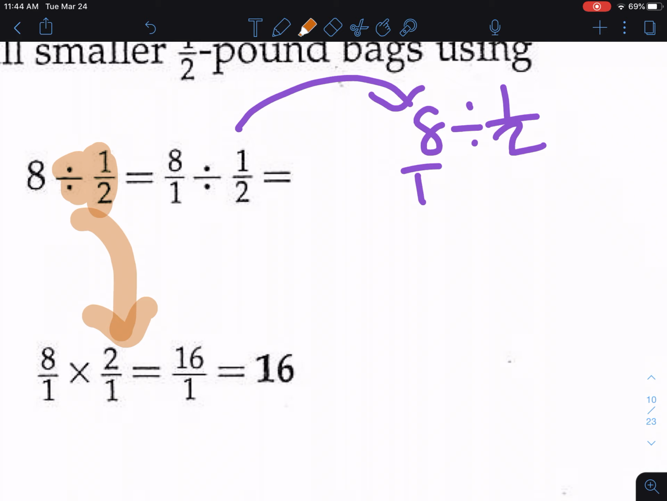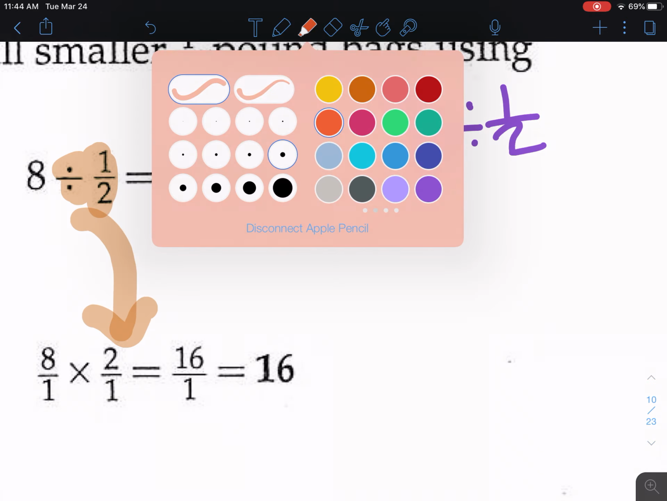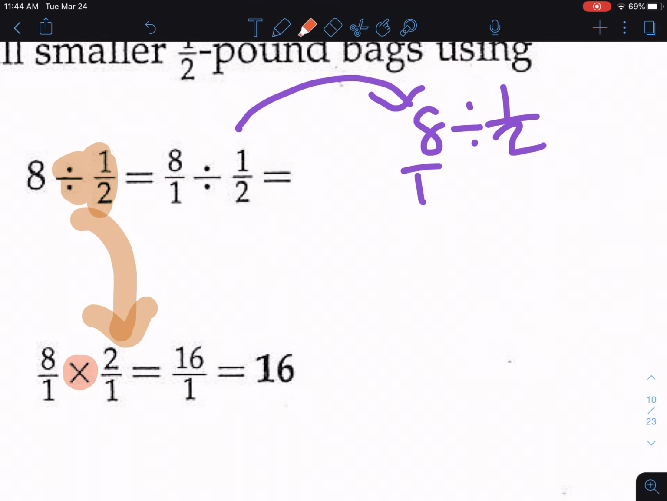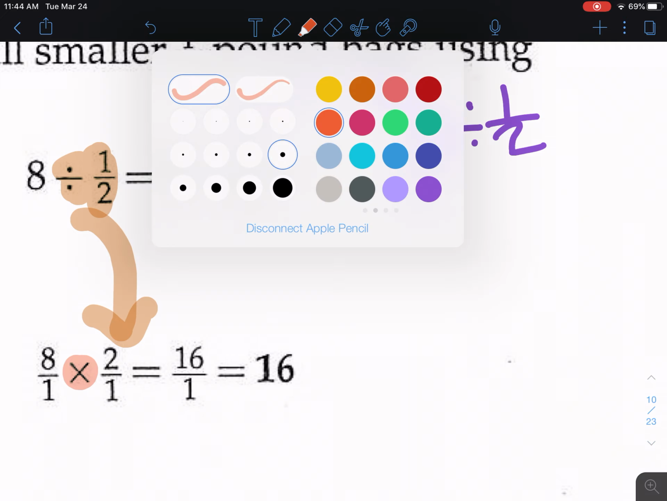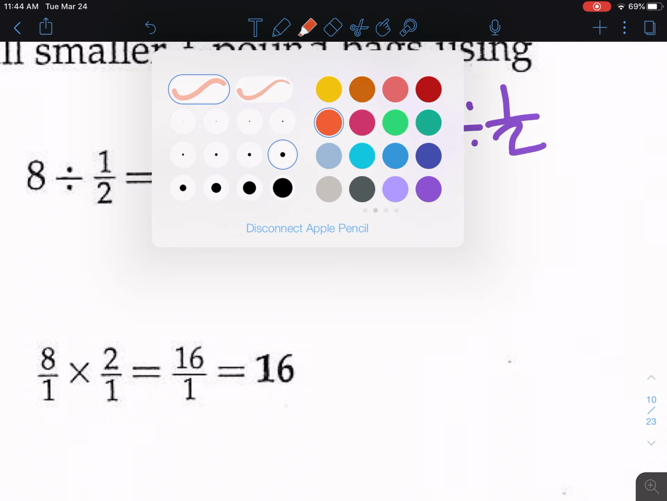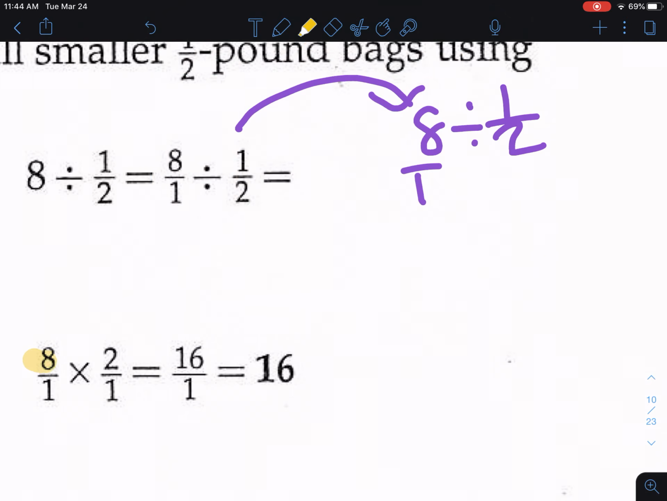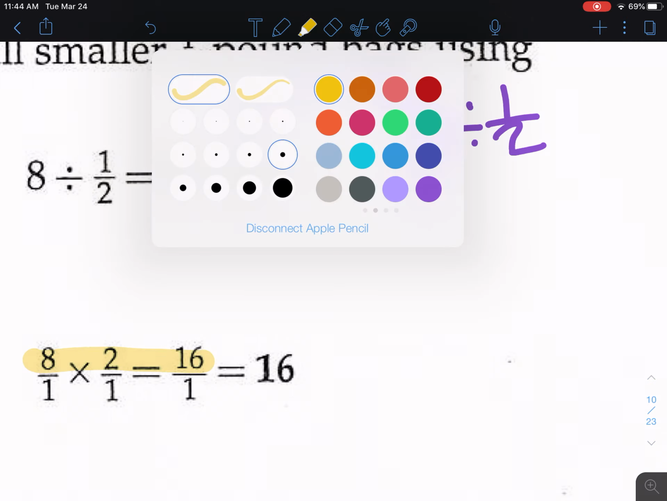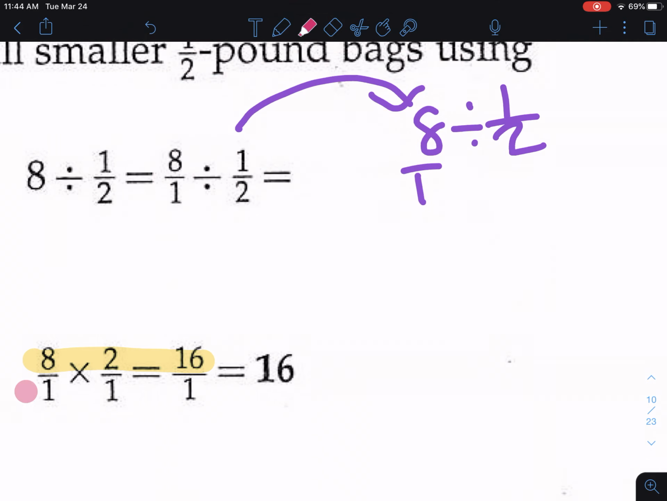And because I did that flip, I'm now going to add my multiplication sign. As you guys remember, when I'm multiplying, I just go straight across the top and straight across the bottom. So 8 times 2 is 16, and at the bottom, I have 1 times 1, which is 1. So 16 divided by 1 is just 16. See how very simple it is.